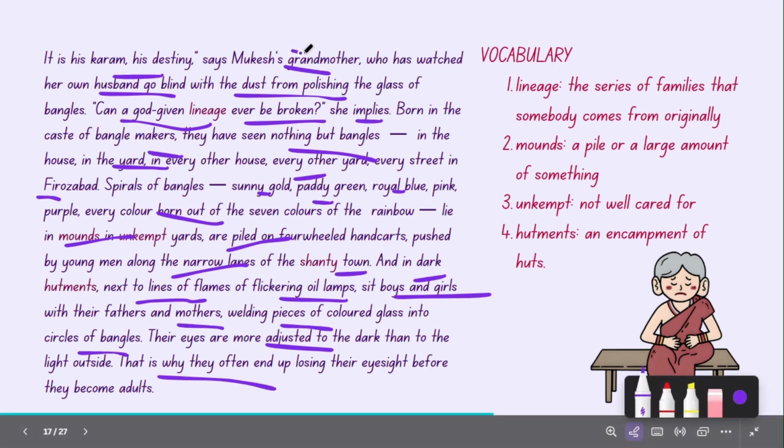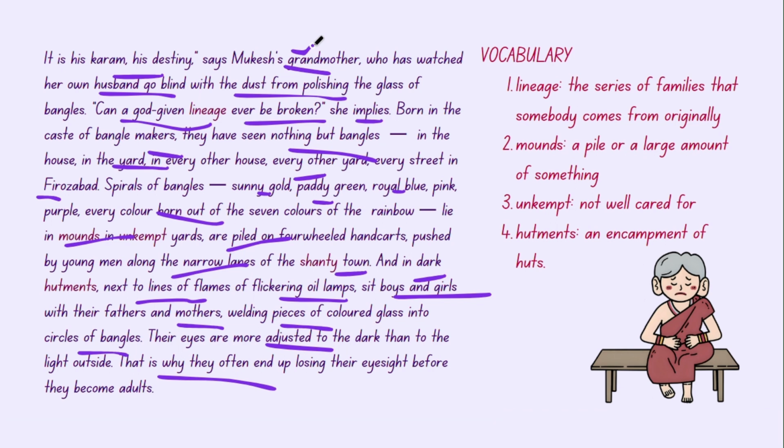Now, we also meet another family member, which is the grandmother of Mukesh, who has watched her own husband, that is Mukesh's father's father, go blind. And all she can say for this is that it is his karam, it is his destiny. And it is everybody's destiny that whoever has been born into that family, it's their destiny to be born into such a family of bangle makers, of this caste of bangle makers.